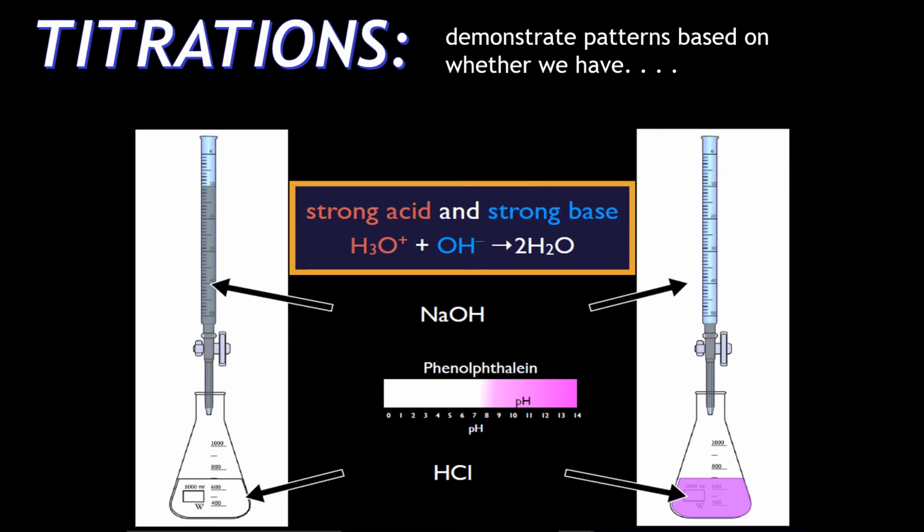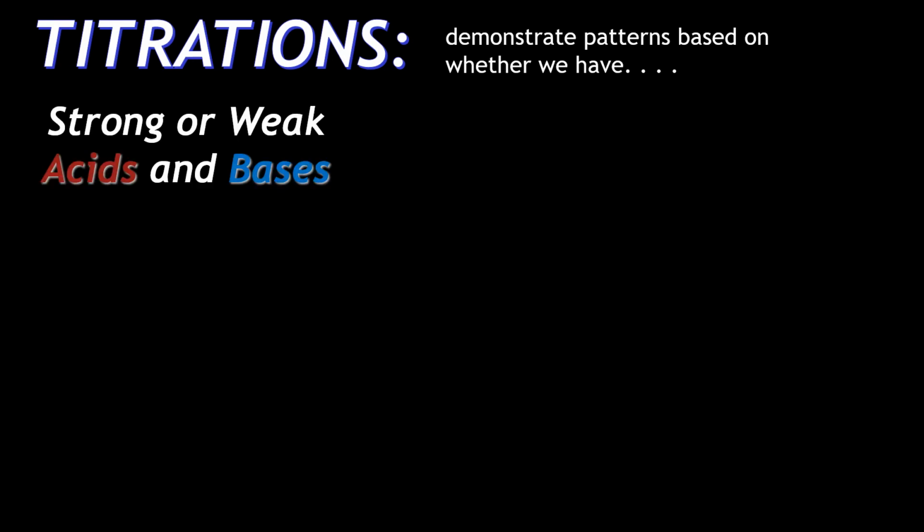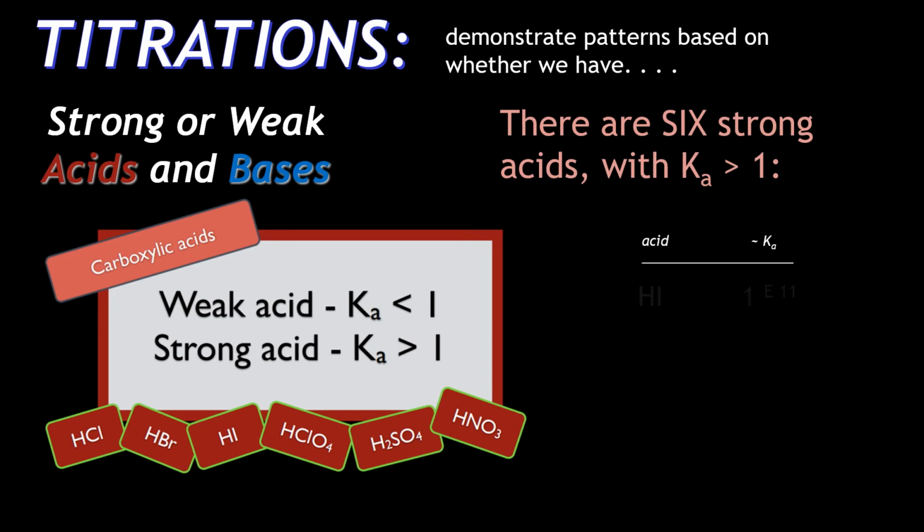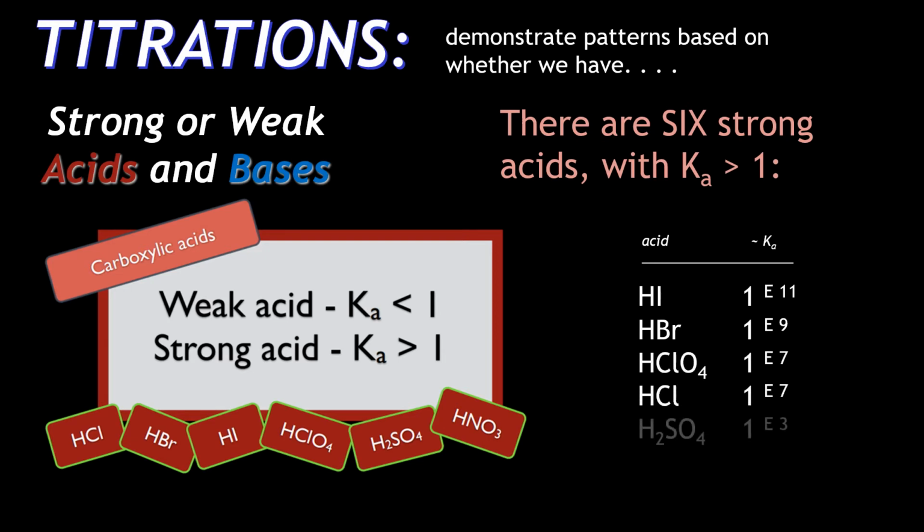Now, titrations demonstrate patterns based on whether we have strong or weak acids or strong or weak bases. Let's talk about the strong ones. If we're going to talk about strong acids, there are a total of 6 of them. They have constants, Ka's, which are greater than 1. So here we have hydrogen iodide, or hydroiodic acid, hydrobromic acid, hydrochloric acid, chloric acid, sulfuric acid, and nitric acid.